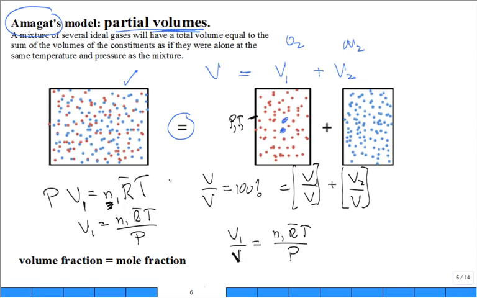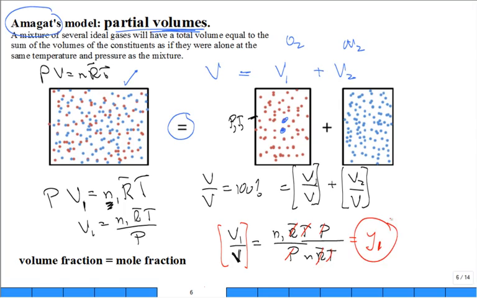Likewise, for the total, PV is equal to nRT with a bar on it. Then you can replace V by N R bar T over P. Let's cancel the R bars, the T, the P. And so the volume fraction, V1 over V, is equal to N1 over N, which is Y1. What was Y1? Mole fraction. So the mole fraction and the volume fraction are the same for ideal gas mixtures.